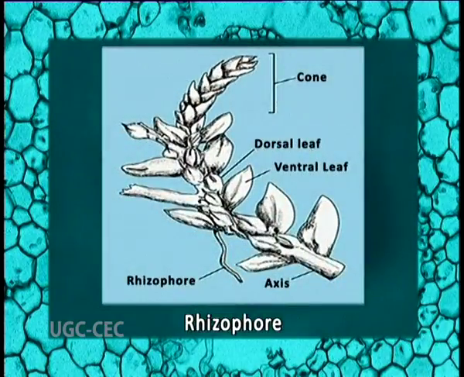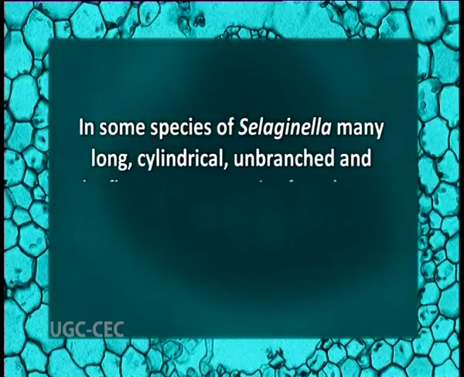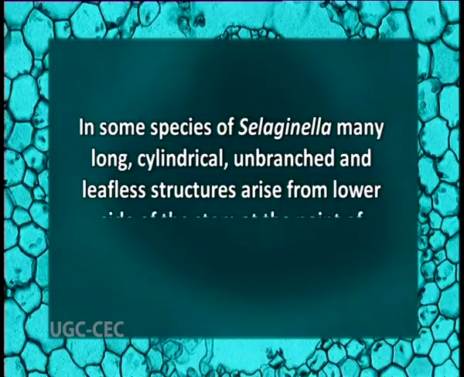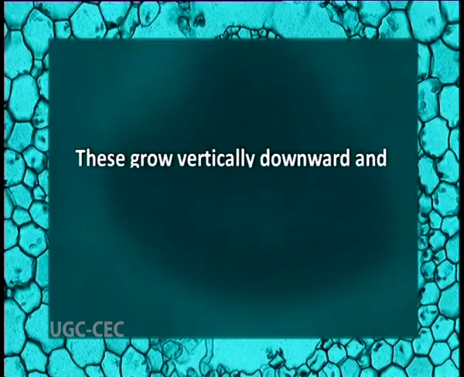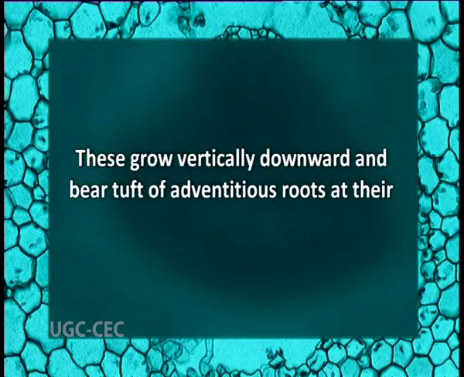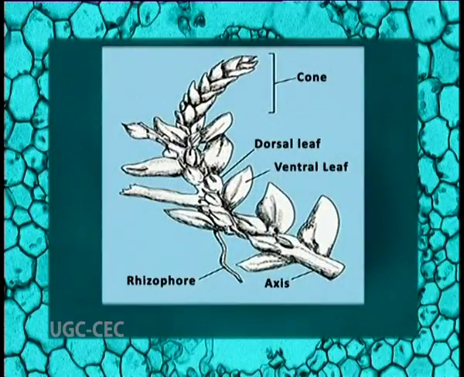Rhizophore. In some species of Selaginella, many long, cylindrical, unbranched, leafless structures arise from the lower side of the stem at the point of dichotomy. These grow vertically downwards and bear tough adventitious roots at their distal end. They are known as rhizophores.